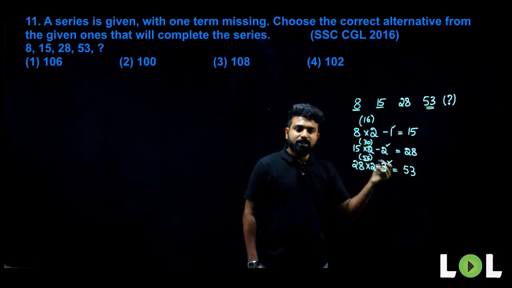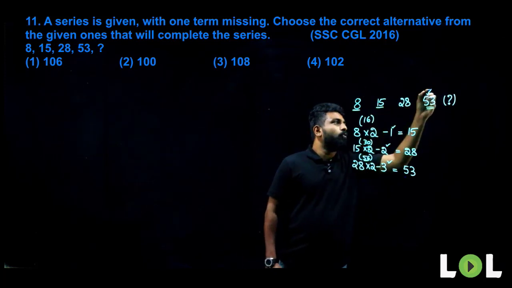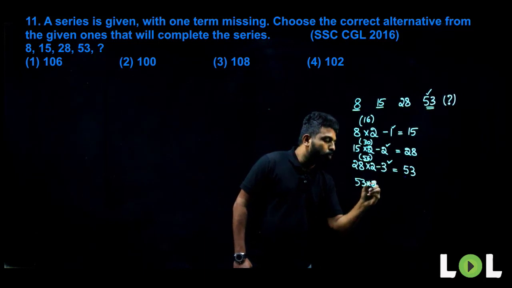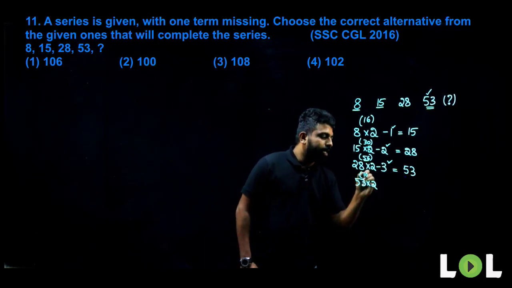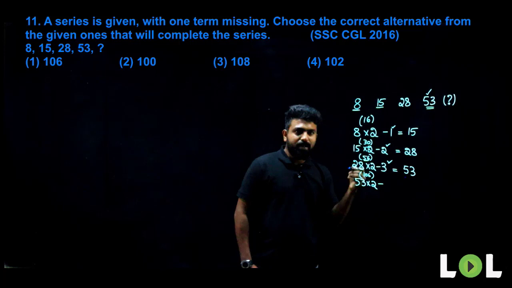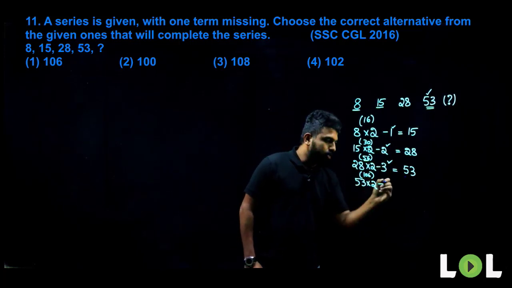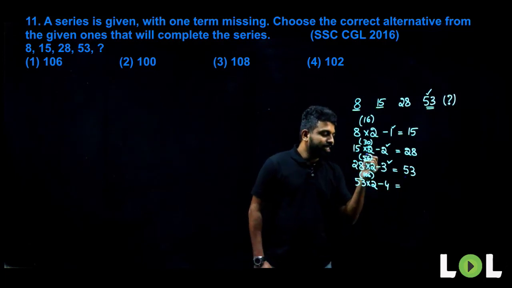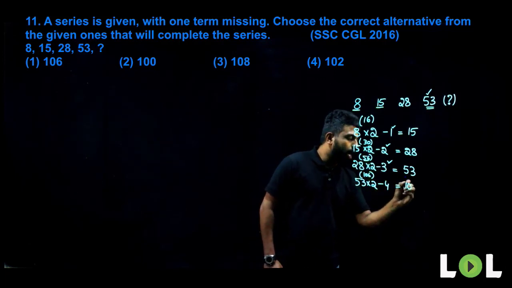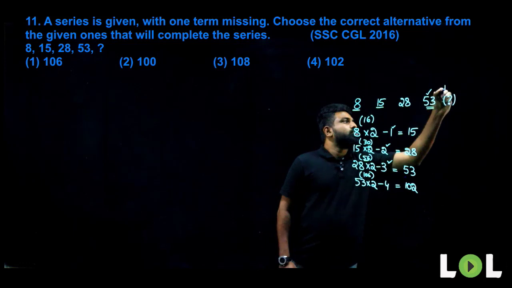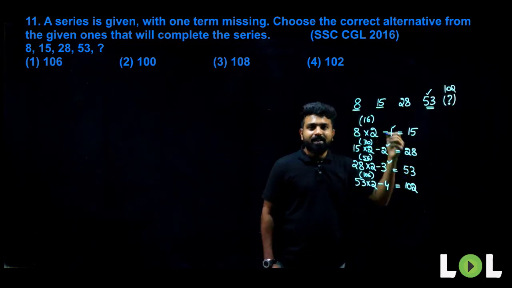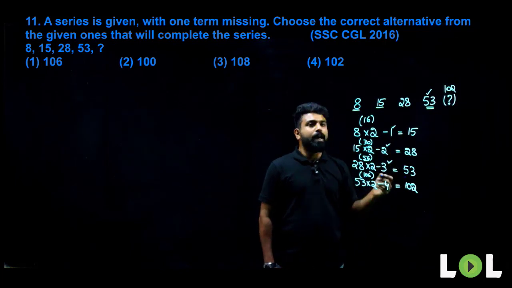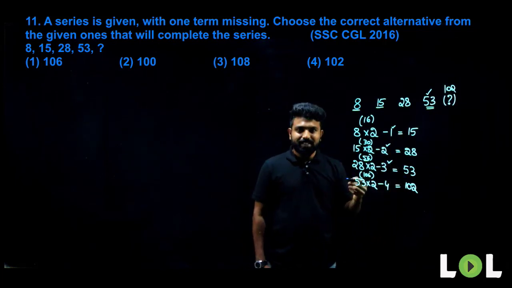What will be my next logic here? I need to multiply my fourth term with 2. That is 53 into 2. What do I get? I'll get 106. Now which number should I subtract it with? 1, 2, 3 are done. So it should be 4. So what will be my answer here? 106 minus 4. That is nothing but 102. So my final answer will be 102. Do we have that in our options? Yes. Option D, 102 will be my final answer.